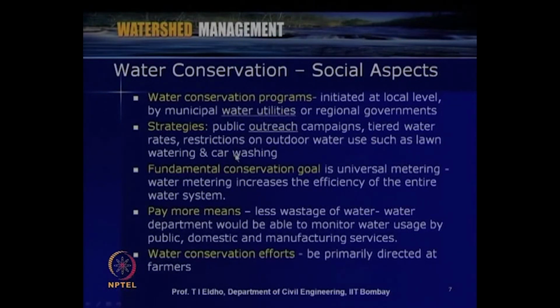Then tiered water rates. Nowadays in many parts of India, we are distributing water at a bulk rate. That means for a household or a society, we give water at a bulk rate, say 150 liters per capita per day. Then the price of water goes down, and people who use more water also pay less. So there will be a tendency to waste water.